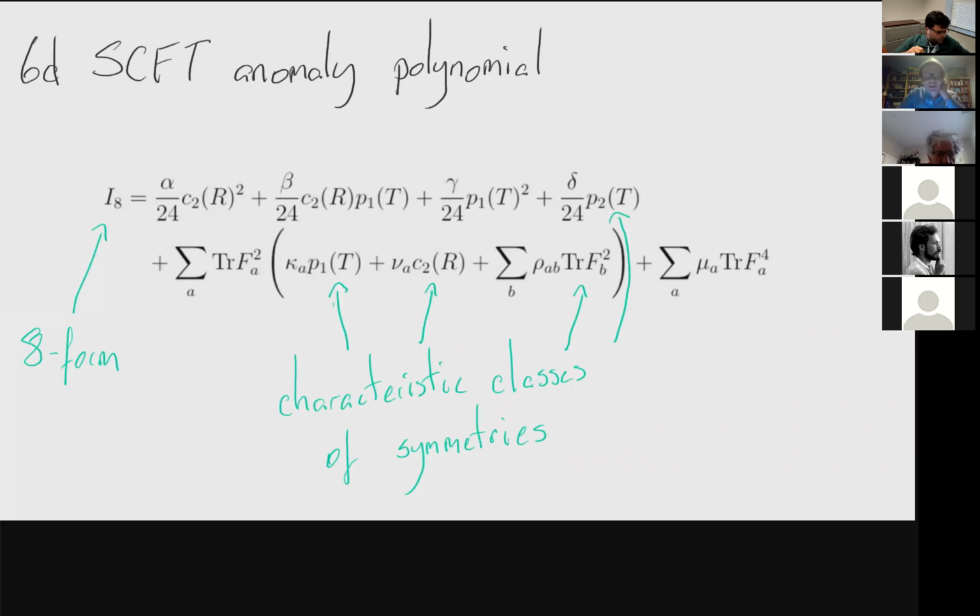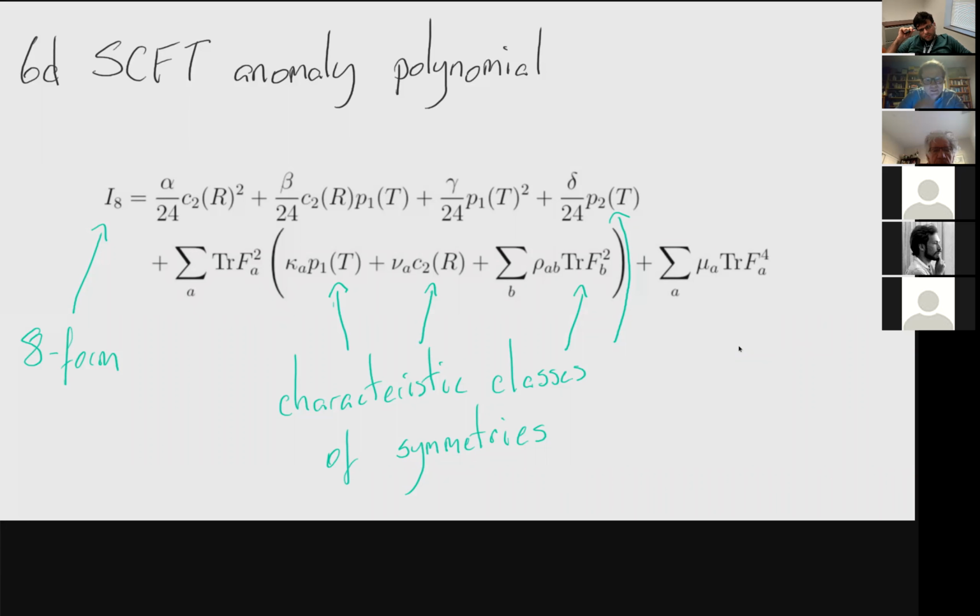Okay, so the 6D anomaly polynomial is an 8-form written in terms of the characteristic classes of the various symmetry algebras of the theory. So for example, here, p1(T), p2(T), these are gravitational anomalies. There's an SU(2)_R symmetry of the theory. This is a mixed R-symmetry gravity anomaly, an R-symmetry anomaly. And then there are a bunch of global symmetries or flavor symmetries. And these are Tr F_a². So a runs over all the flavor symmetries of the theory.